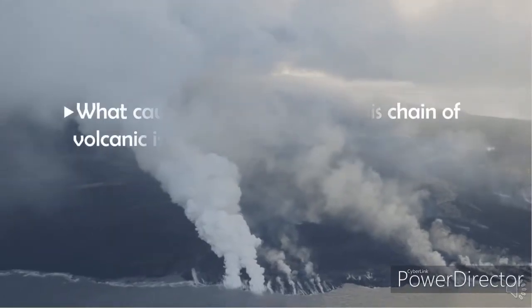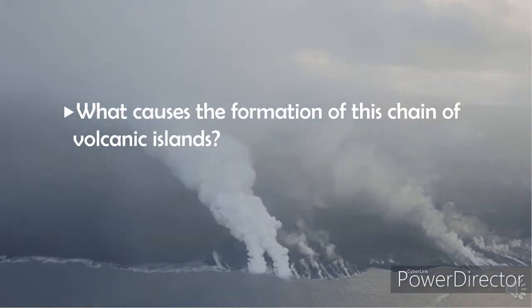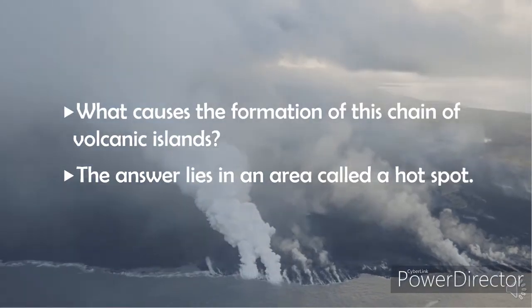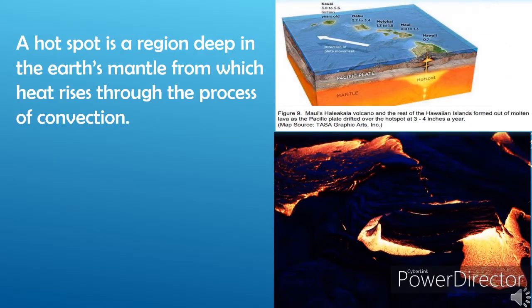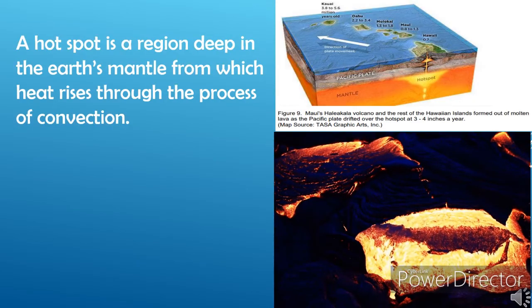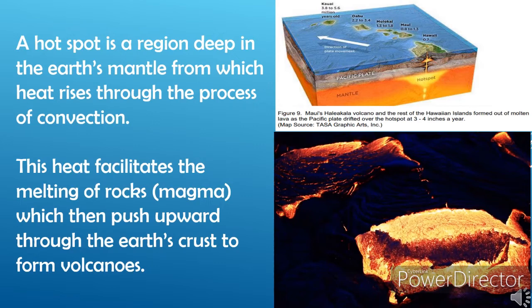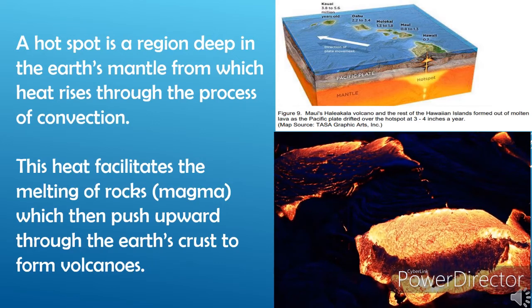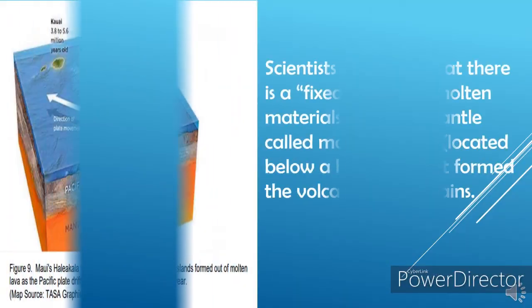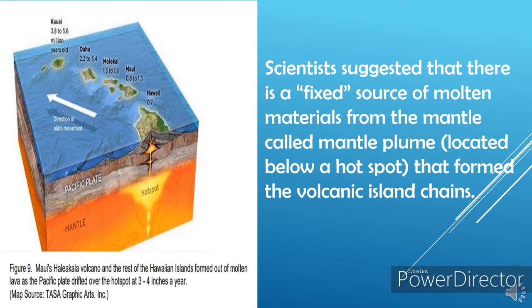What causes the formation of this chain of volcanic islands? The answer lies in the area called a hotspot. A hotspot is a region deep in the Earth's mantle from which heat rises through the process of convection. This heat facilitates the melting of rock, magma, which then pushes upward through the Earth's crust to form volcanoes. Scientists suggested that there is a fixed source of molten materials from the mantle called a mantle plume, located below a hotspot, that forms the volcanic island chains.